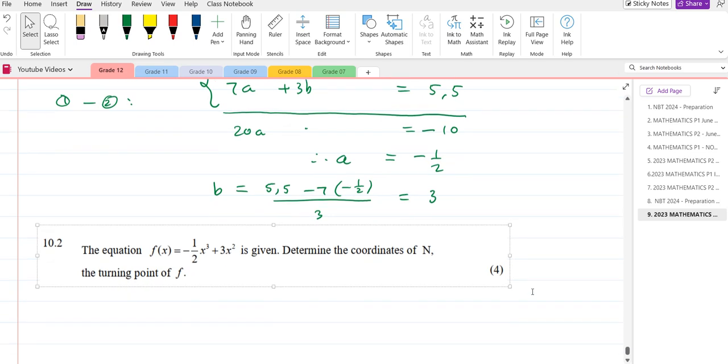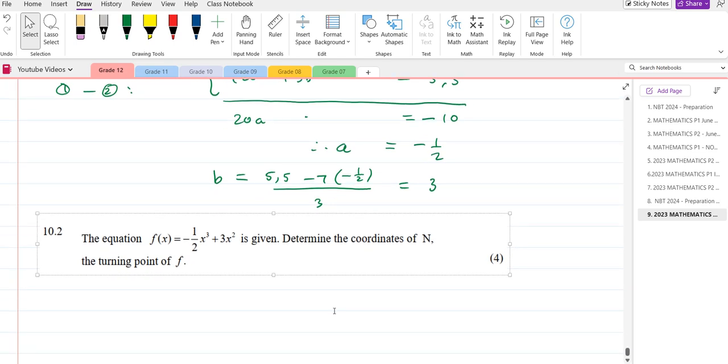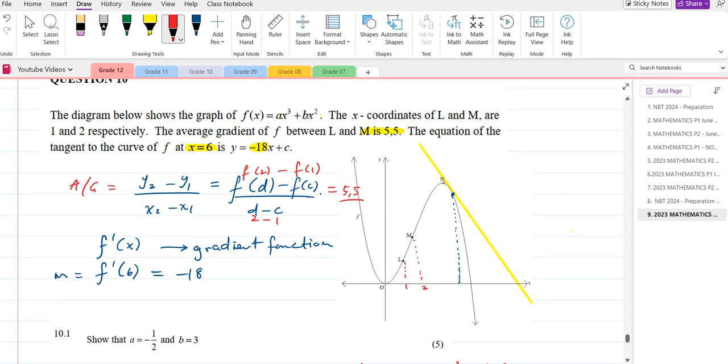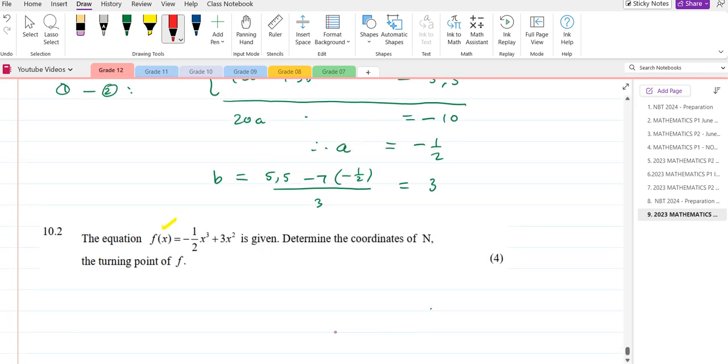Right, so the equation f of x, which is negative half x cubed plus 3x squared, is given. Now, we already found it in the previous problem. Determine the coordinates of N, the turning point of f. Where's N? N is there. We only want that one because we know one of the coordinates is 0, 0. So we want N higher up, with x value positive.